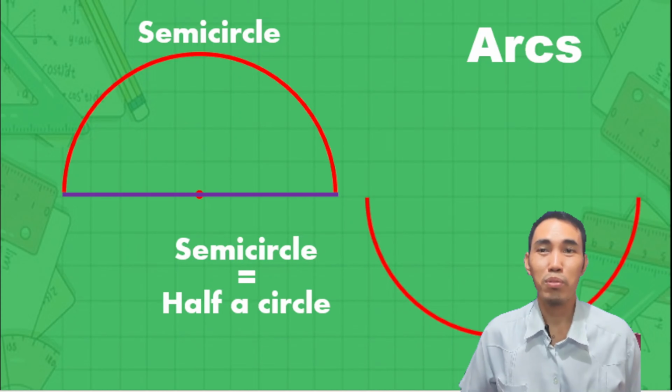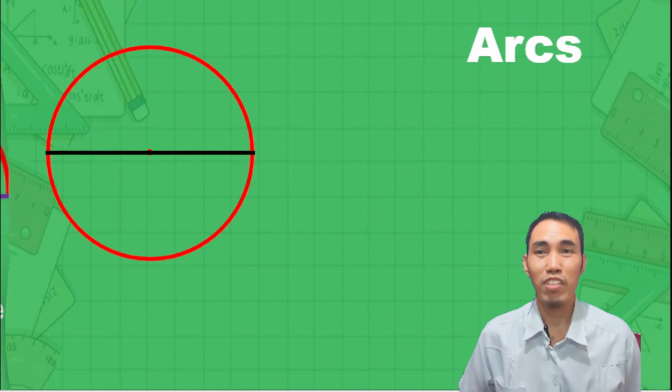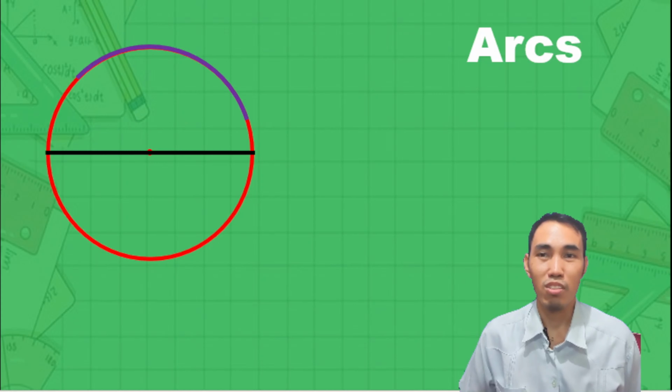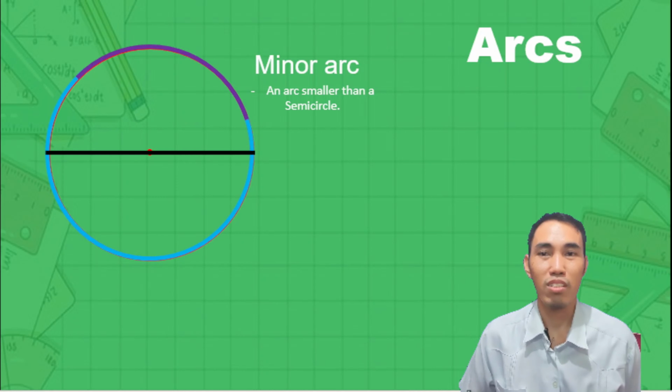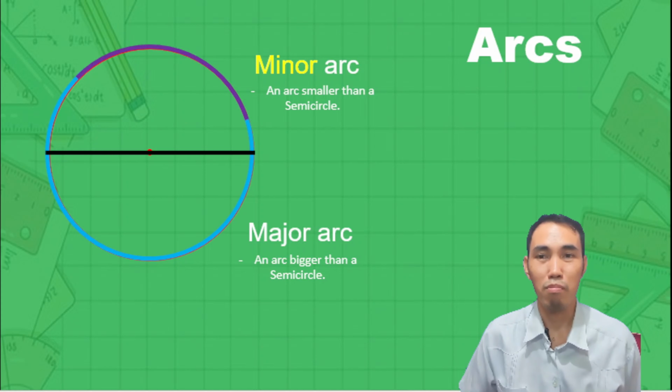We will now use the semicircle as a reference in identifying the next 2 arcs. Any arc smaller than a semicircle is called a minor arc, and any arc greater or bigger than a semicircle is called a major arc. Remember, minor, small; major, big.